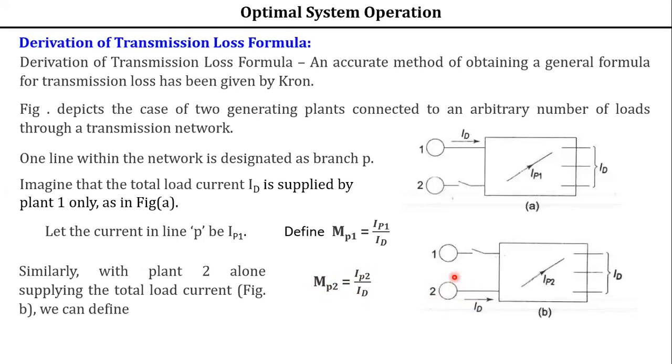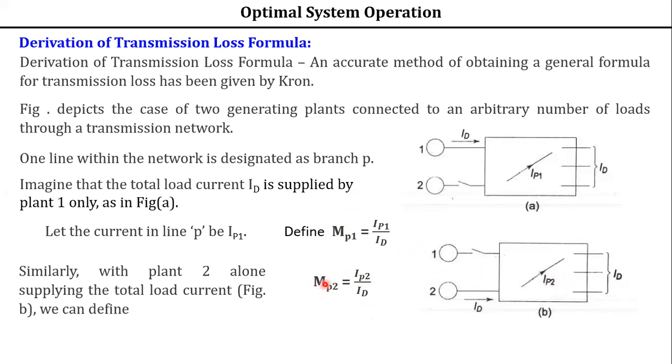Because here plant 2 is supplying, so suffix 2 we are using, IP2. That's how we are taking it. Suppose if you have another plant, then this becomes IP3, so IP3 by ID is equal to MP3. Understood? Here I am taking only a two-plant example and we are trying to derive it.